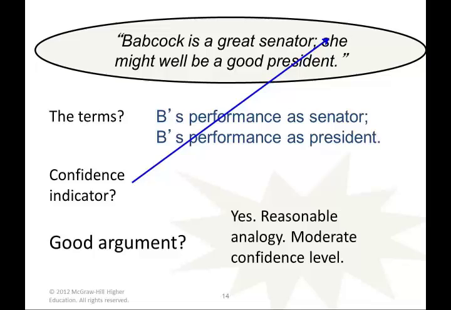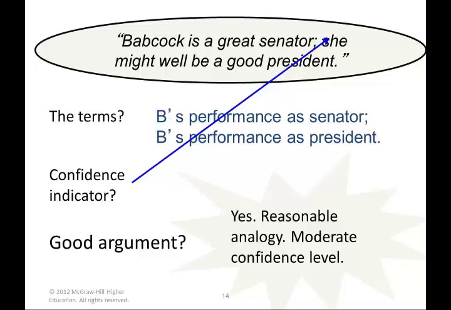Okay. All right, next one. Babcock is a great senator. She might make a good president. What are the two terms of the analogy? It's B's performance as a senator and B's performance as president. They want us to believe, or they believe, that B will make a good president. Why? Because she's made a good senator. Actually, not a good senator, a great senator.